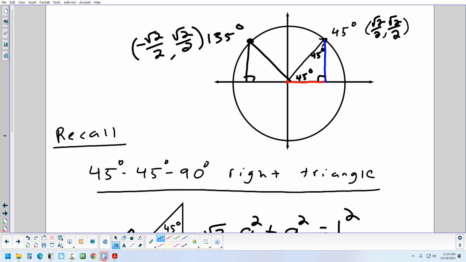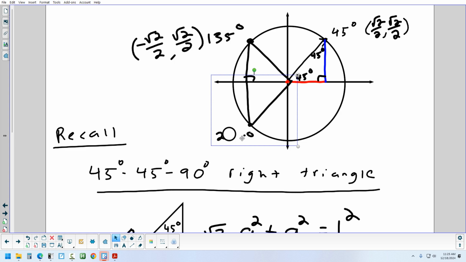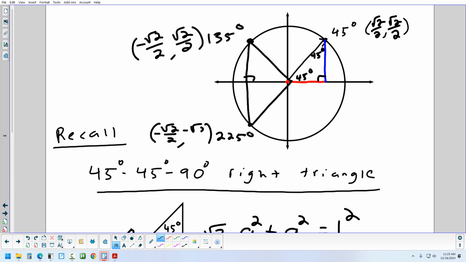Two over two. Now, if you had a 45 down here, that's your 225. It's halfway between 180 and 270. And what do you think the coordinate for 225 would be? Negative square root 2 over 2, negative square root 2 over 2.